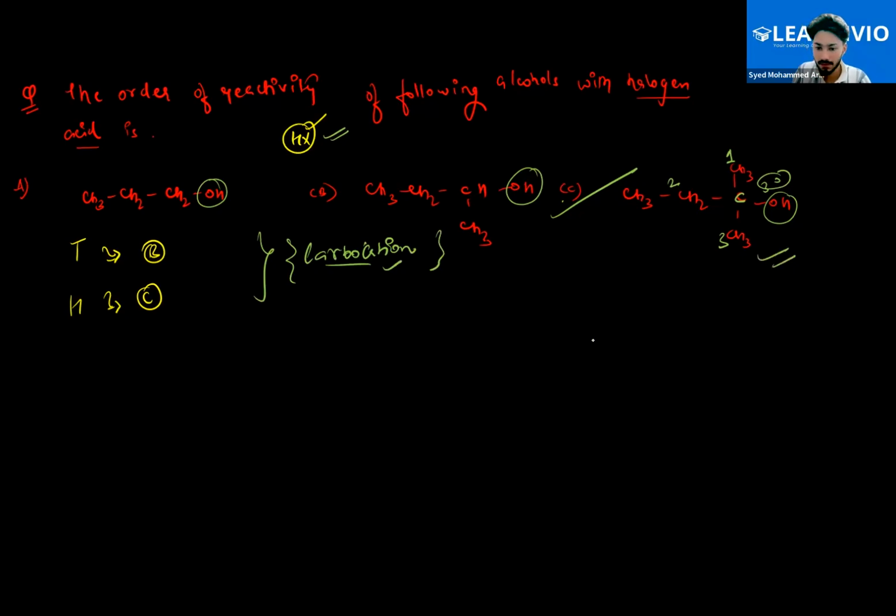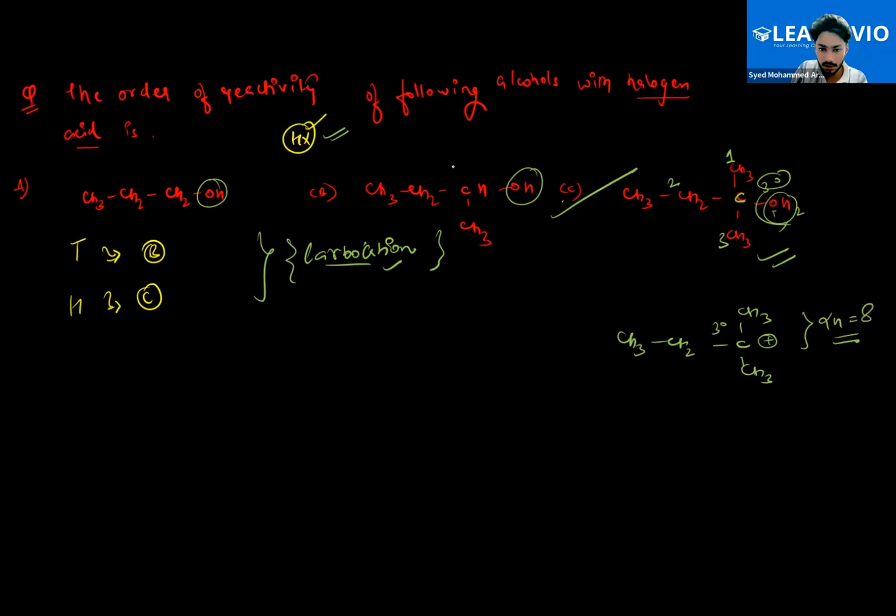Why? Just write this: CH3, CH2, CH3, CH3, and this is the positive sign. Because if I add the hydrogen here, H2O plus forms here, and this is the leaving group. This will leave, and this thing will form. So this is the 3-degree carbocation. How many alpha H are here? 3, 6, and 7, 8. 8 alpha H are here.